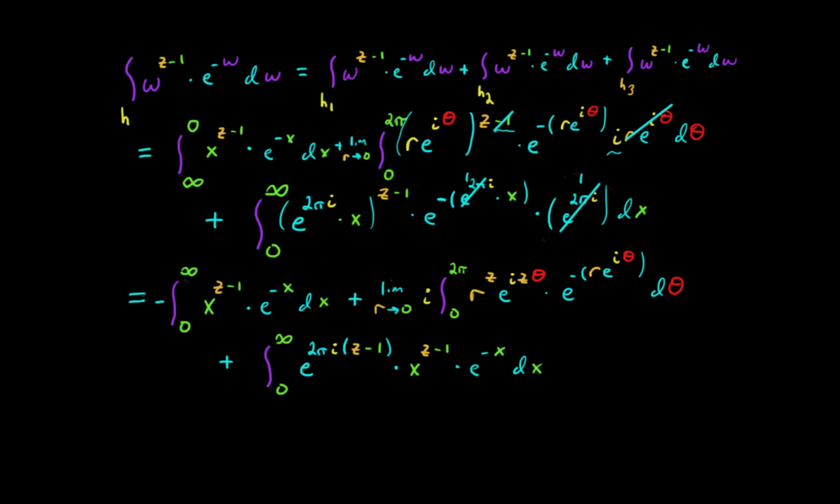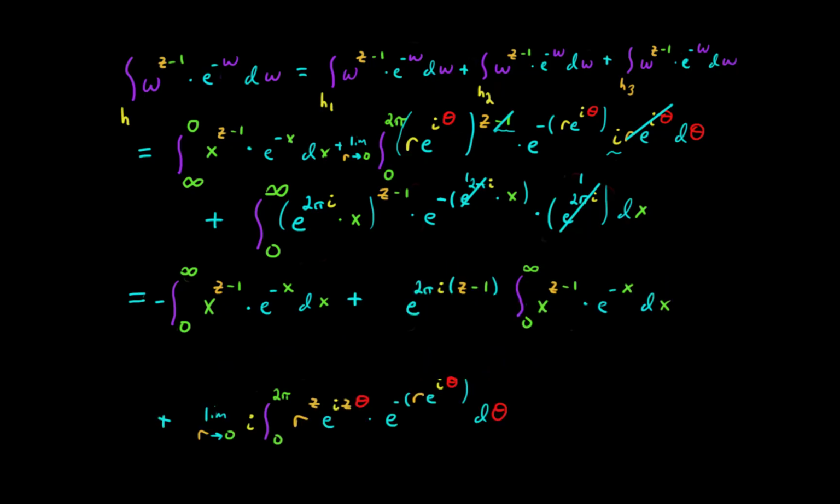Now I just want to rearrange these terms slightly. And when we examine the terms in this sum, something really amazing happens. The first term, the negative integral from infinity to 0 of x to the z minus 1 times e to the negative x dx, that just equals negative gamma of z. The second term in the sum, e to the 2 pi i times z minus 1 times the integral from infinity to 0 of x to the z minus 1 times e to the negative x dx, that integral there just equals gamma of z.